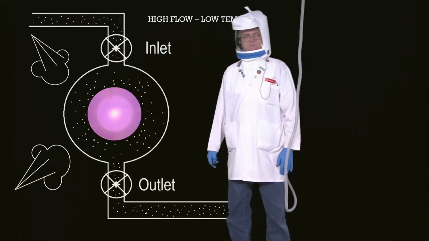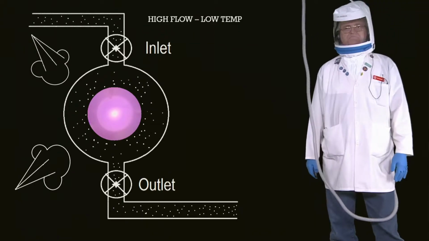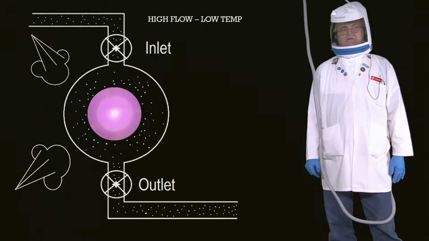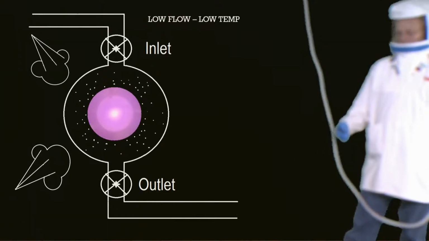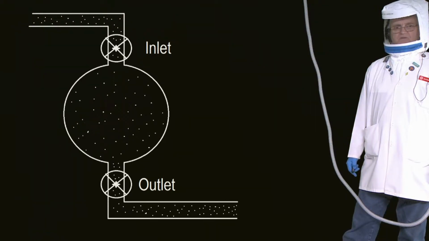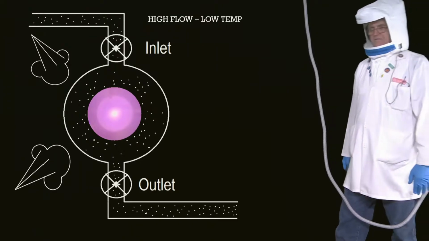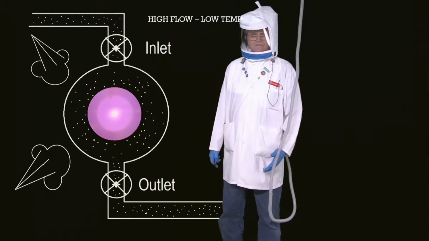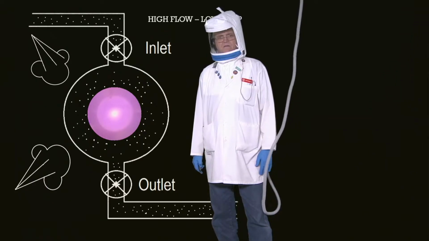Which one of those do you think is going to yield the greater neutron level, and why? Okay, back again. We're going to do a low flow, low temp, and then a high flow, low temp. Anyone have a guess? Probably the high flow because you have more material to do the reaction with?